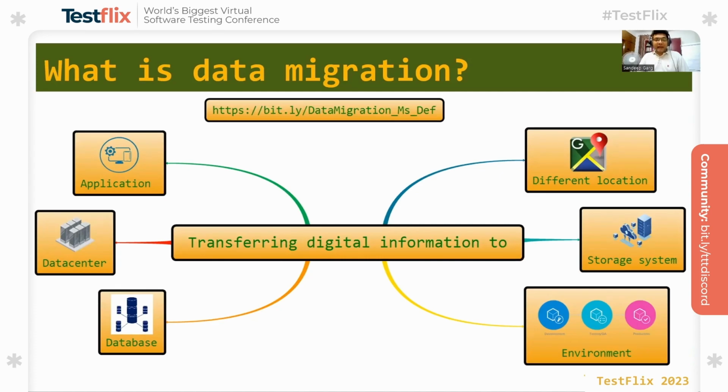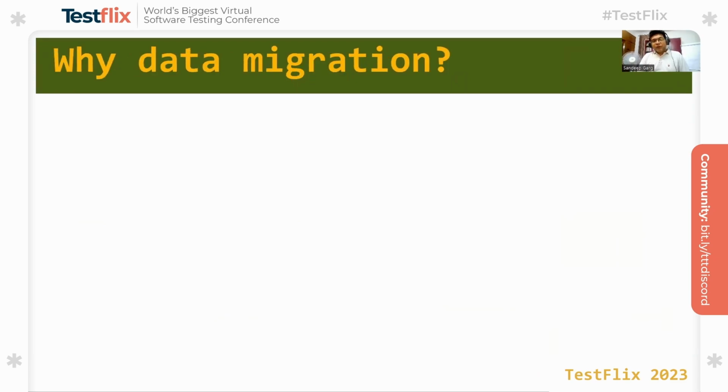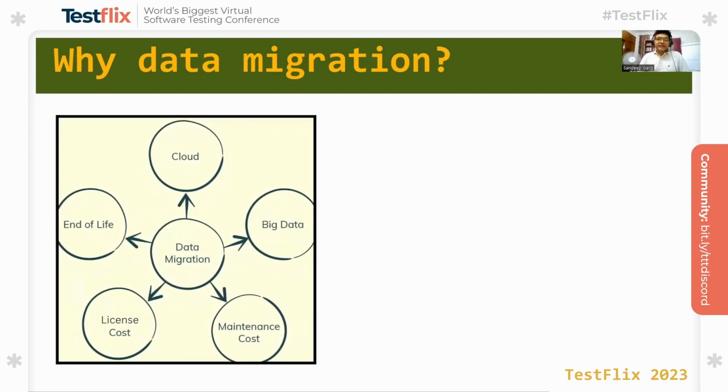And so many things happen, especially with the risk side of it, when data is migrated from one place to another place. Why data migration? Why is it important and why does it happen? Data migration happens for so many reasons, and one of the prominent reasons that I'm going to cover in this talk is end of life.